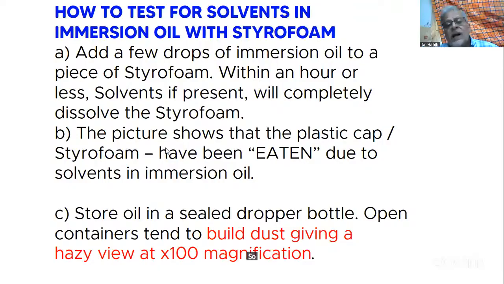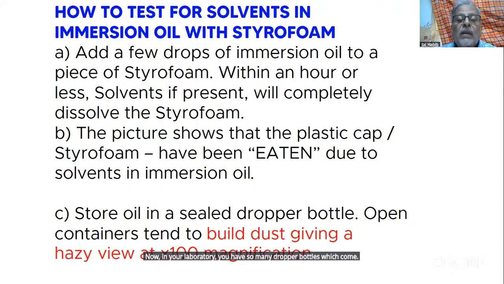So two things here. Check for a solvent in your immersion oil. Cover your immersion oil. Do not keep it open. Use a dropper bottle. Now, in your laboratory, you have so many dropper bottles which come with the rapid kit tests, especially the HIV kit. Empty the buffer, wash it, and fill it with immersion oil. That's the safest way. And you will also economize on it.